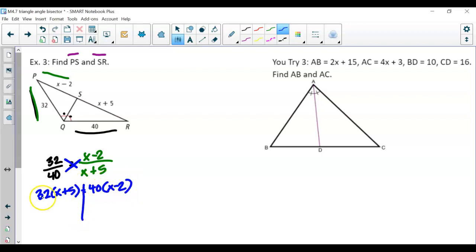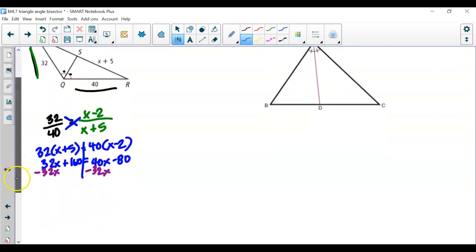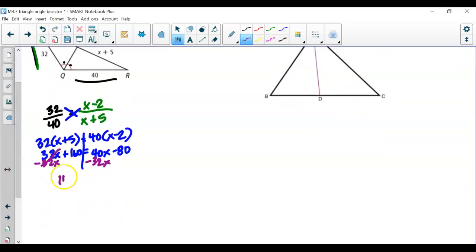So now notice we're distributing. So 32x plus 160 is equal to 40x minus 80. And now we're just solving our multi-step, right? So I need to gather my variables. So I'll subtract 32x here from both sides. And now here I've got 160 is equal to 8x minus 80.